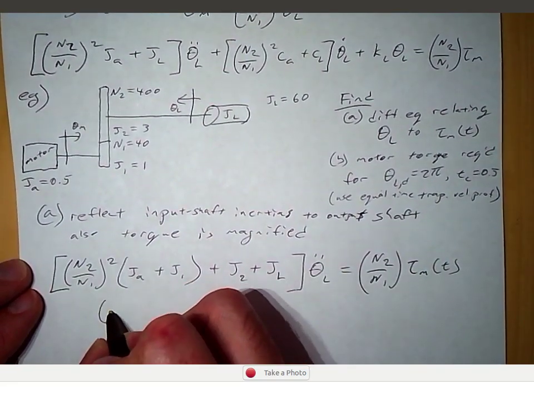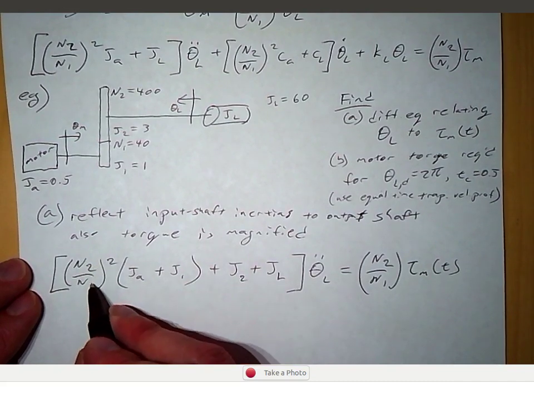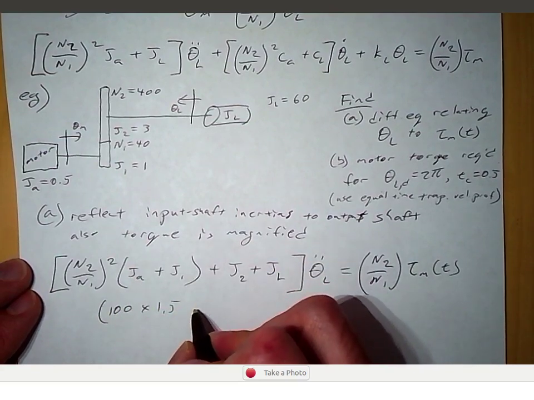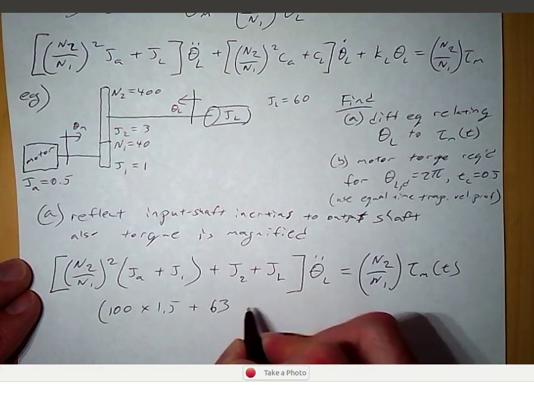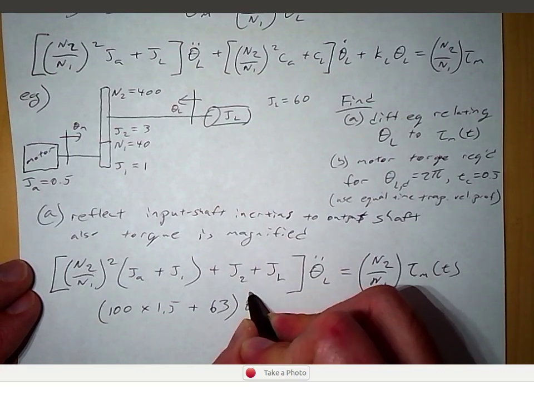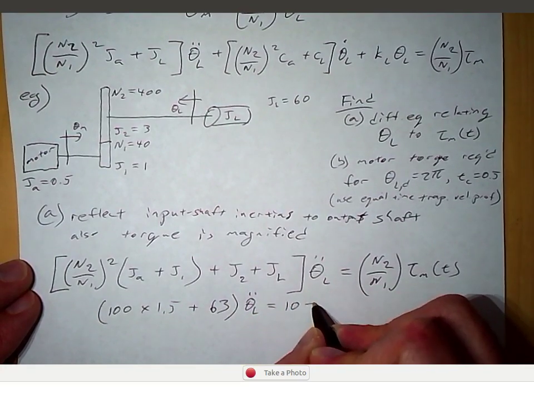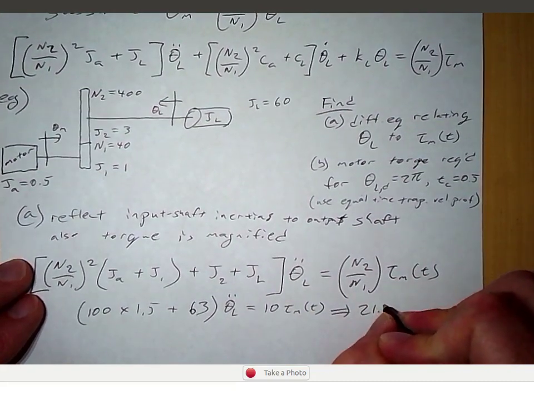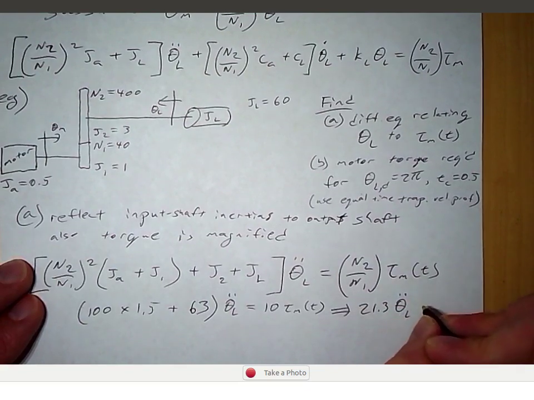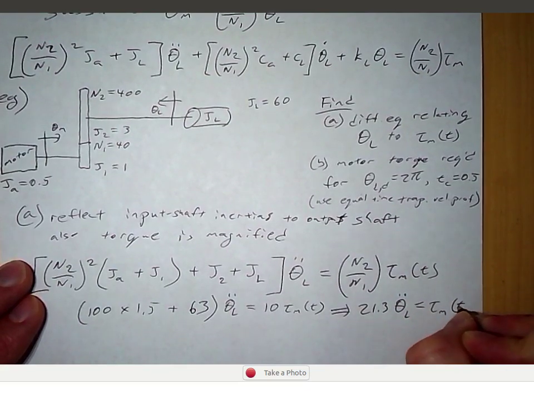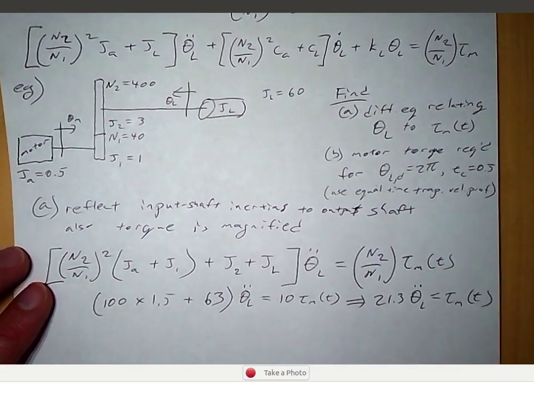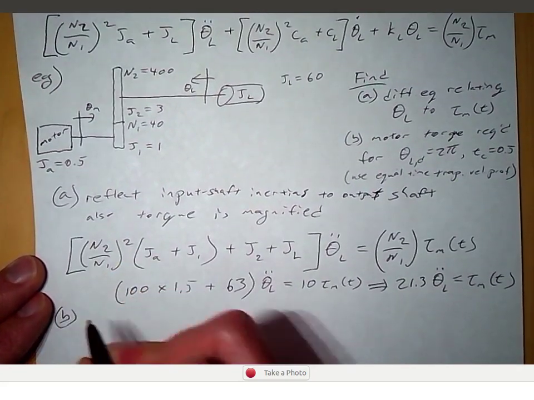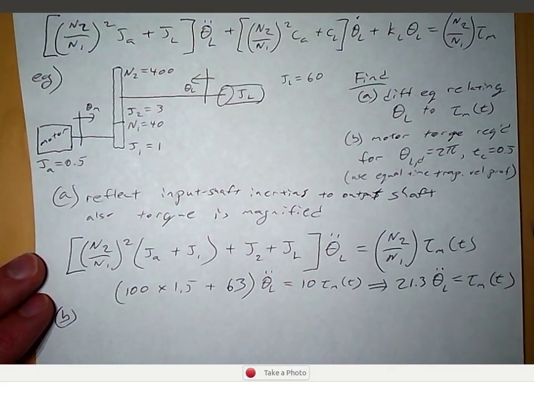So we get 100, since that's N2 over N1 squared, 100 times 1.5, which is JA plus J1, plus J2 plus JL, which is 63, times theta L double dot, is equal to 10 tau M time. And so we get for our final differential equation 21.3 theta L double dot is equal to the motor torque. It's a function of time. So there's no damping in this example. An undamped system.